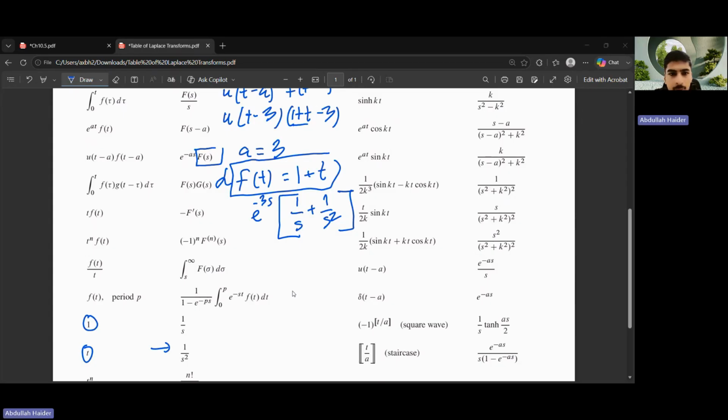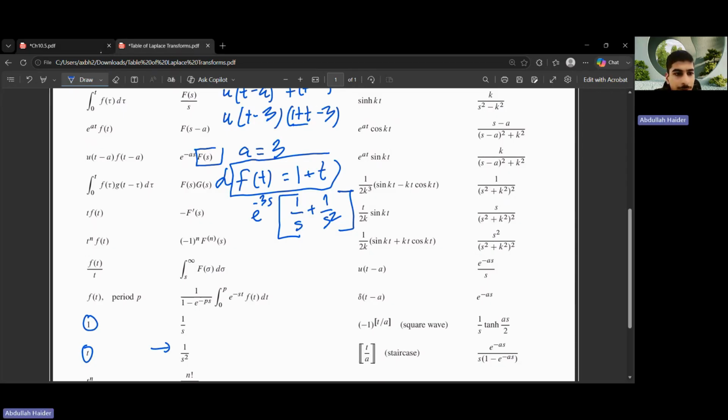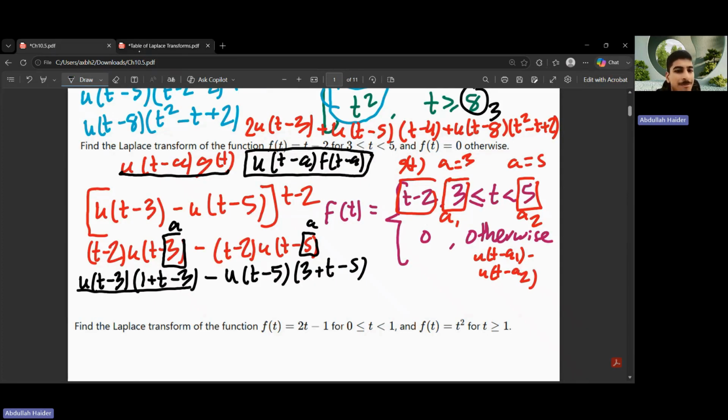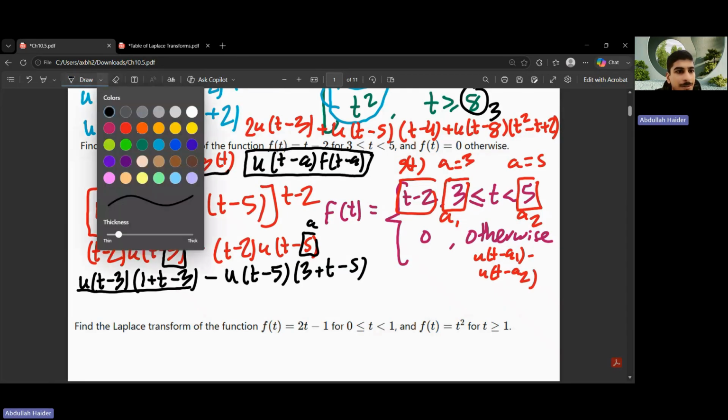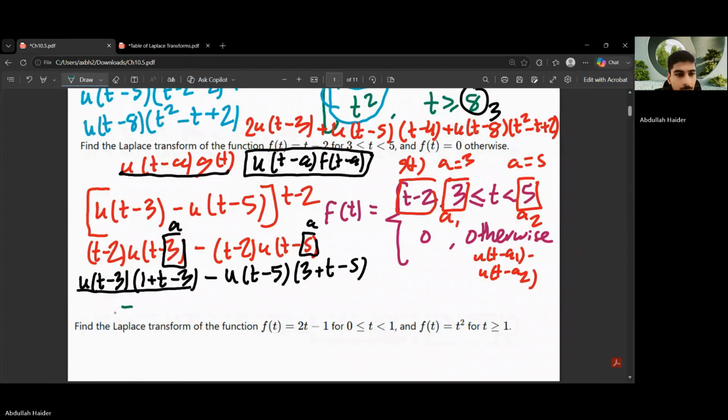for this part, I know it's quite long. You can expect this question in the final. So e power minus 3s. It's up to you if you want to expand inside the bracket or not. E power minus 3s, 1 over s plus 1 over s squared, minus. Now we repeat the process for u(t minus 5), 3 plus (t minus 5).